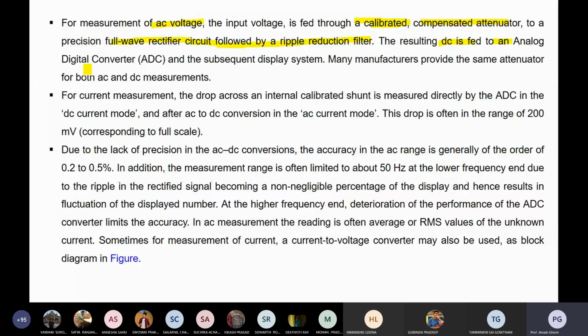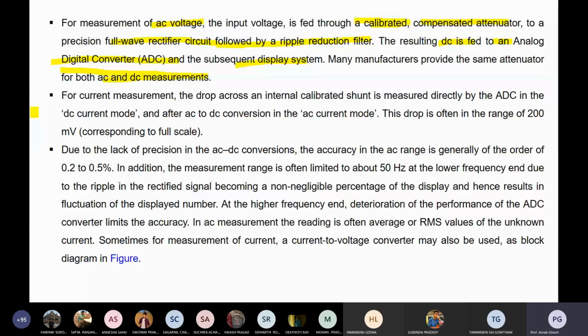Many of the manufacturers provide the same attenuator for both AC and DC measurement. Those manufacturers are very cost efficient, so they design the converter in a cost efficient way, using an attenuator that is capable of measuring both AC and DC. I think all of you are able to understand.